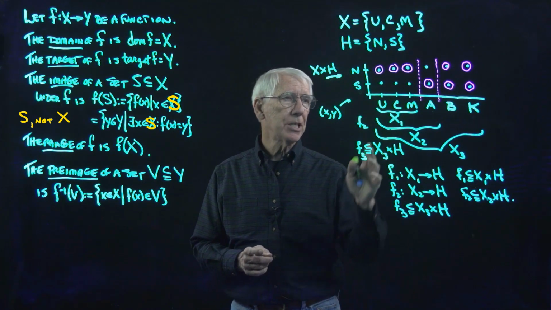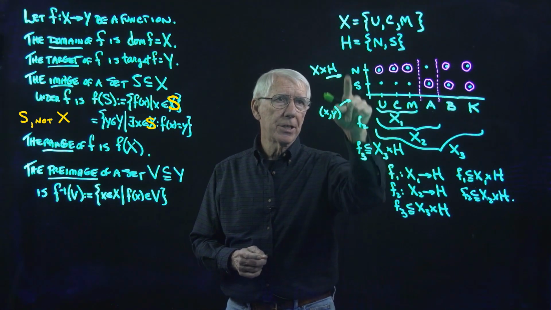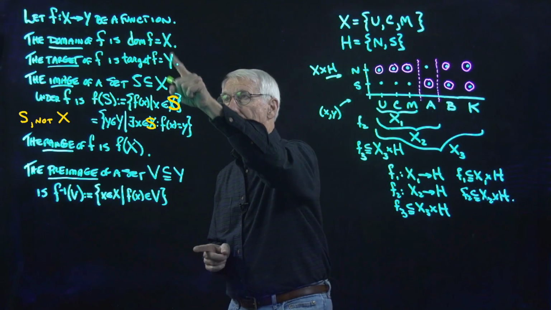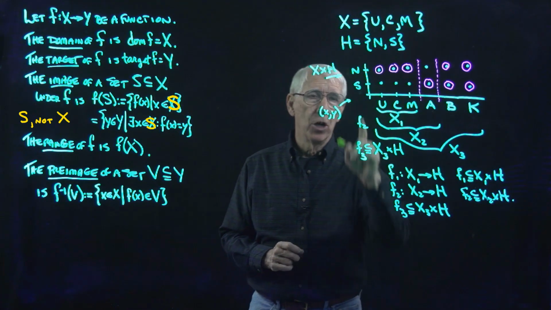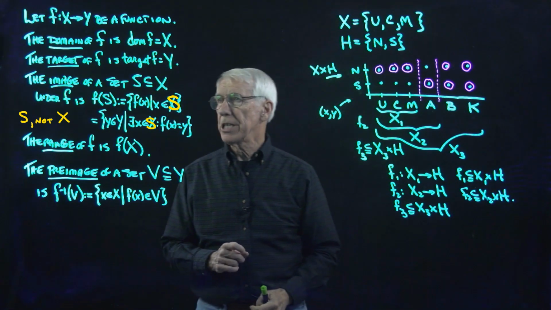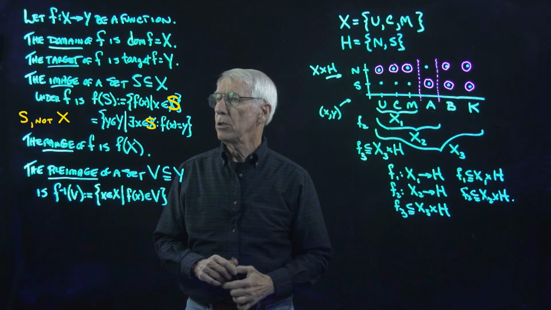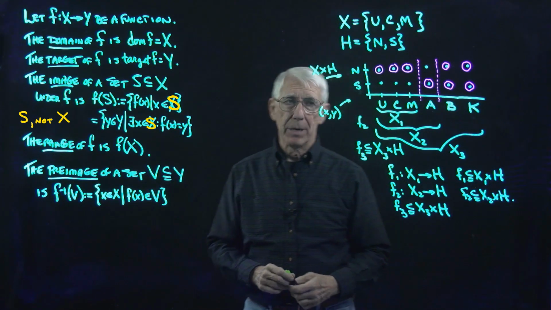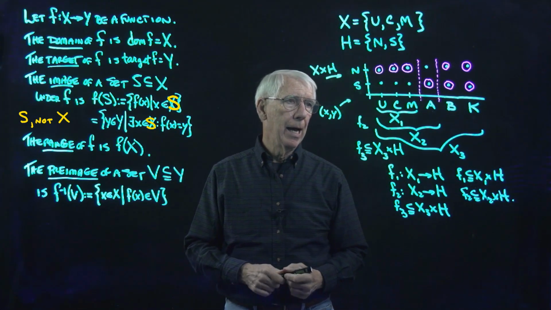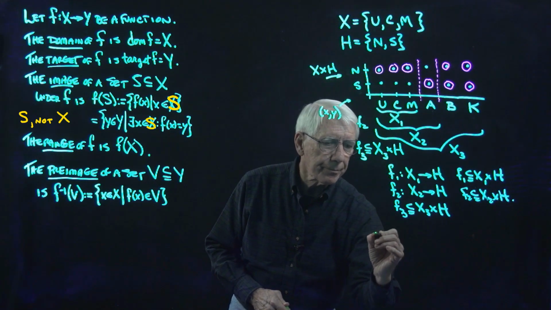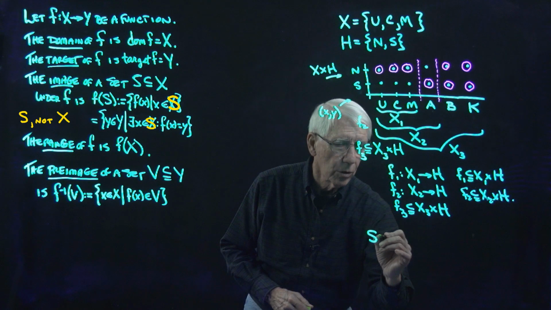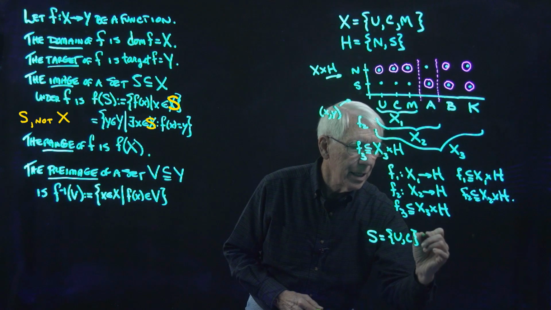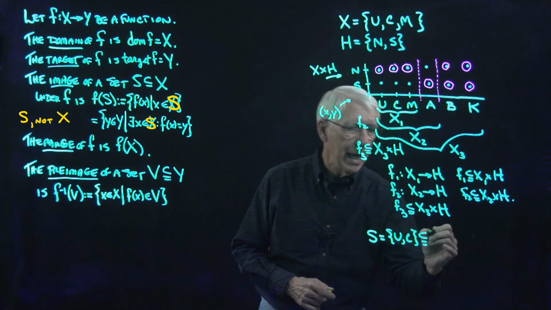The target space is the same in every case. It's the set H, that's the target space here, playing the role of Y in the definition. And so it's the two-element set H, that's the target set, the target space, we usually use that term. What's the image of a set in capital X? Well, let's take, for example, the set S equals U and C, a subset of X2.